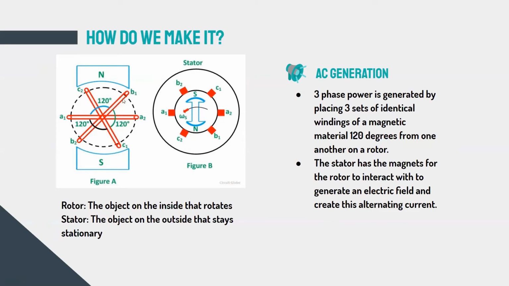So you'll see that B1 from C1 is 120 degrees. Then you'll see that A1 from C1 is 120 degrees, because these function as one coil on their own. So that's really how the 120 degree shift affects the power generation. So the stator has magnets for the rotor to interact with and generate an electric field to create this alternating current, or this AC, for us to use.